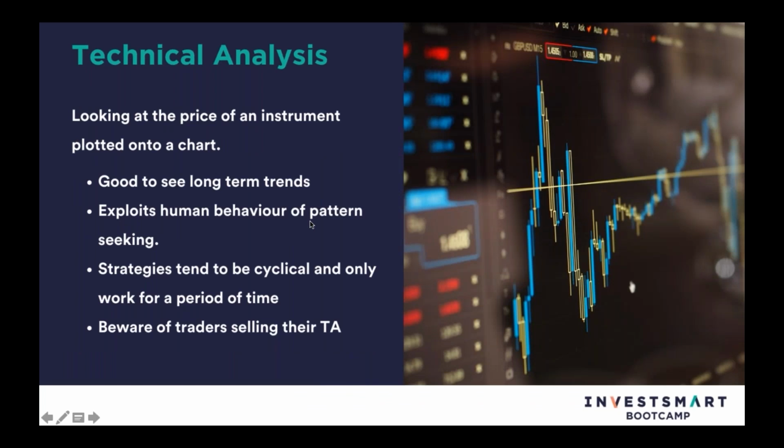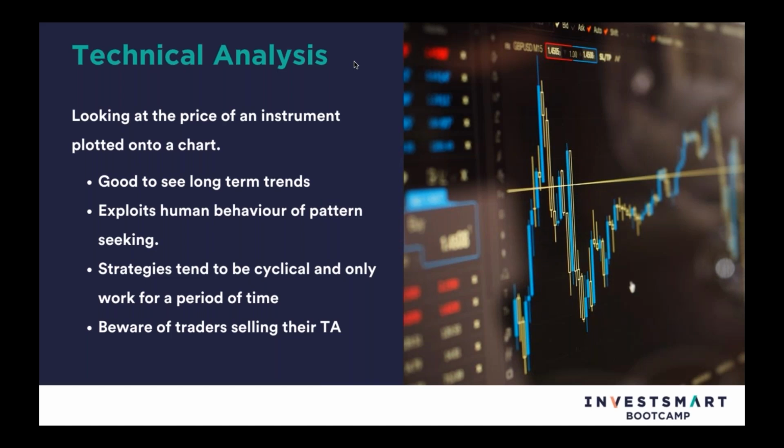Technical analysis is another interesting concept. It basically is plotting prices onto a chart and then trying to find patterns or symbols. It does have some benefits in terms of looking at long-term trends. So you can definitely plot something and step back and see, okay, it definitely is an uptrend, or it's just going sideways, not much happening, or it's in a downtrend as well.